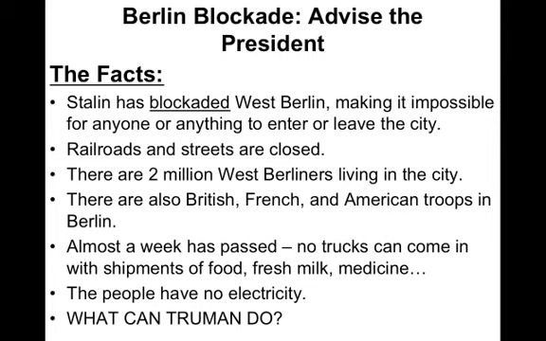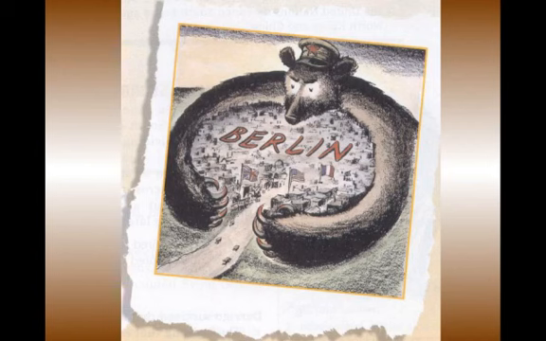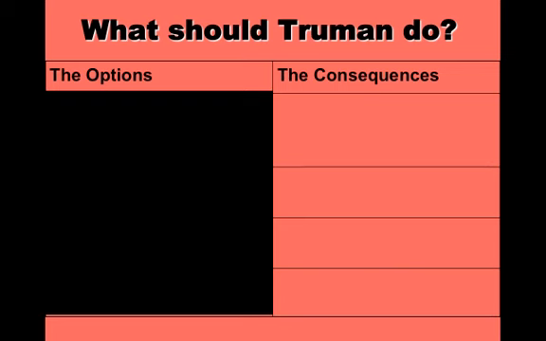There are troops in Berlin, a small number of troops. And after about a week, we are running out of food, medicine, milk, electricity. And Truman is faced with this huge challenge. Tremendous challenge. The Soviets, the Russian bear, are closing off the city, and no one can get in, and no one can get out.